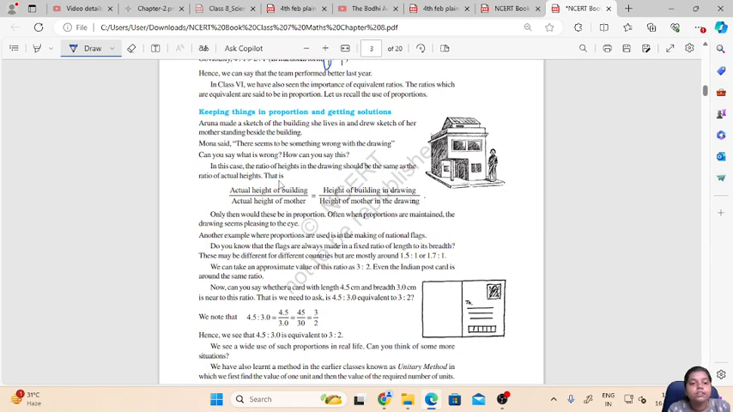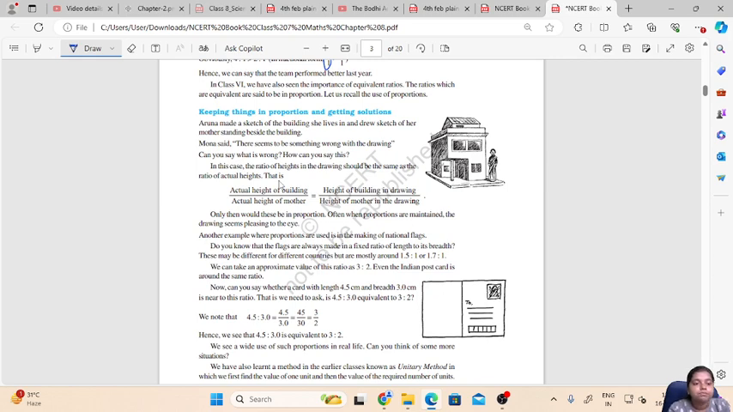So the actual height of a building divided by the actual height of a mother should be equal to the height of the building in the drawing upon the height of the mother in the drawing. Okay, so the ratio should be similar. So then only we can say that the drawing is in proportion.